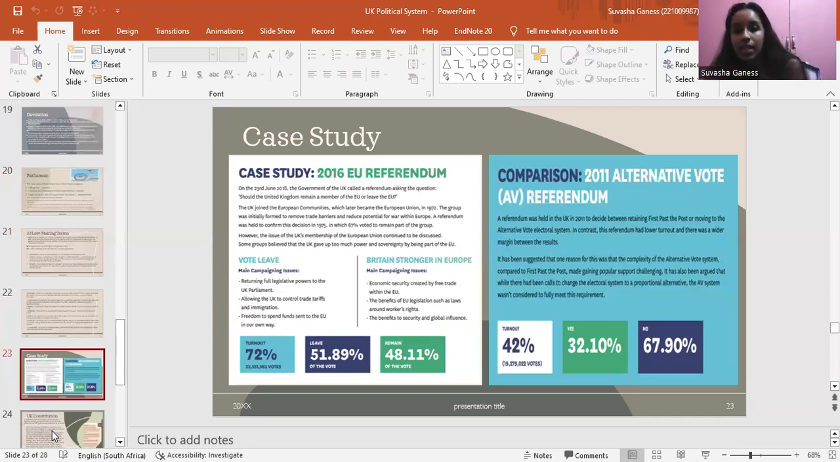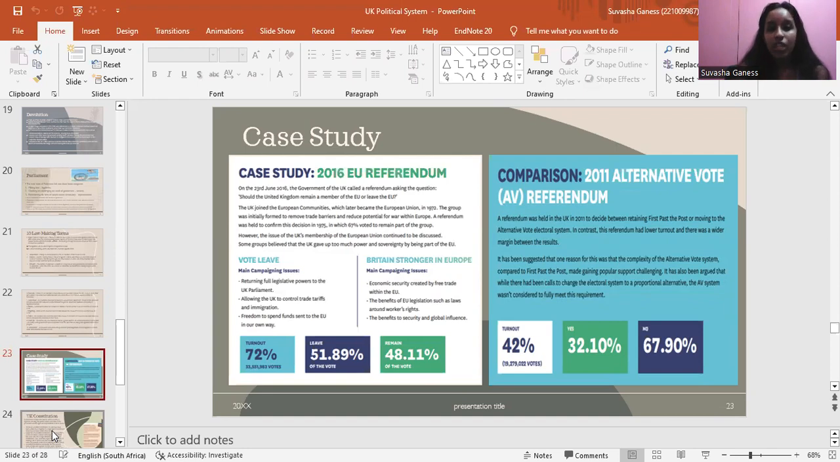Whereas if you compare to the next one, which is your alternative vote referendum, you can see that the turnout was so low, there's only 42%, but look at the difference, right? 32% voted for yes and 67% voted for no. So the result was clear, but the turnout was so low. So can you consider the result to be reliable if the turnout was so low?